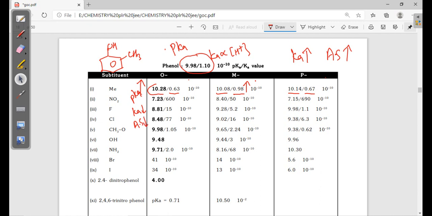You have to understand this, because in the questions they will give pKa values, and then you will be confused. pKa means what to do? If pKa is increasing, it means Ka will decrease. If Ka is decreasing, it means acidic strength is decreasing. 10.2 is the highest value, that's why the lowest acidic strength is for ortho-methyl phenol. Right? Similar examples you can observe.